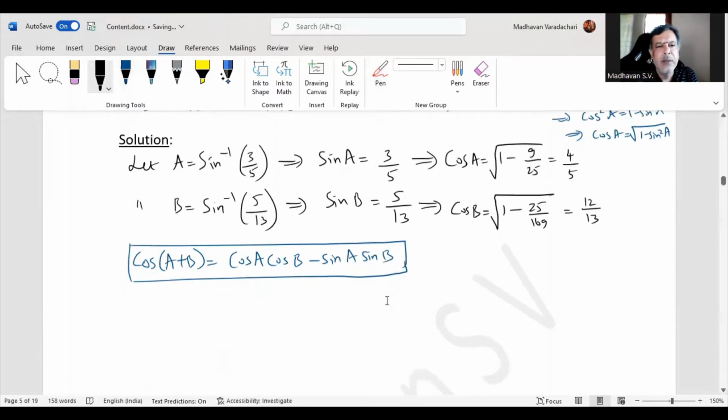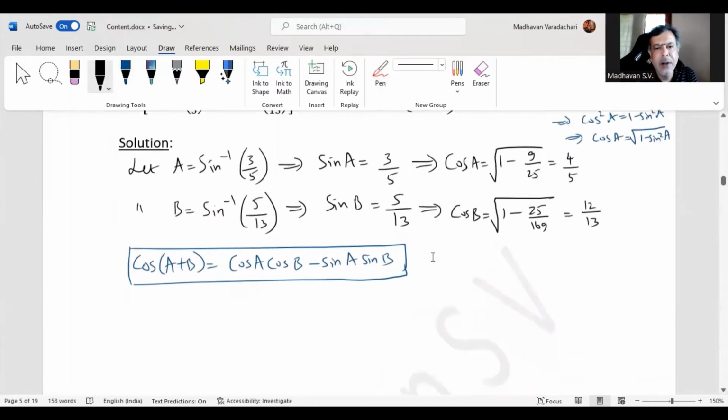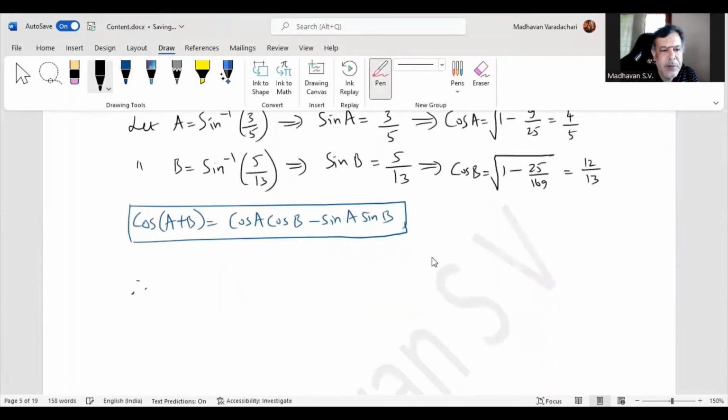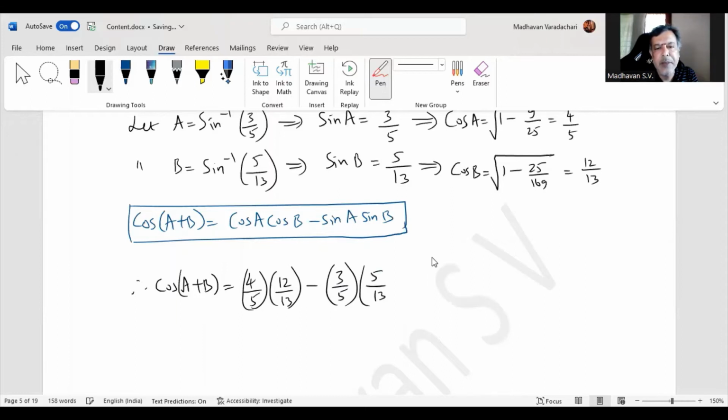So now we can expand this cos of A plus B. Therefore, cos A plus B is equal to cos A, which is 4 by 5, times cos B, which is 12 by 13, minus sin A, which is 3 by 5, times sin B, which is 5 by 13. This will be 12 into 4, 48 by 65, minus 15 by 65. If we evaluate that, we get 33 by 65.